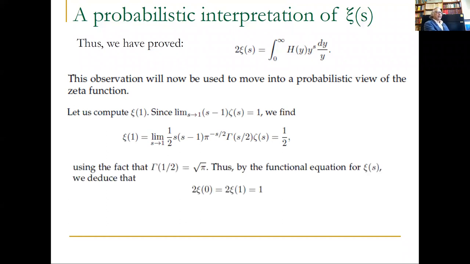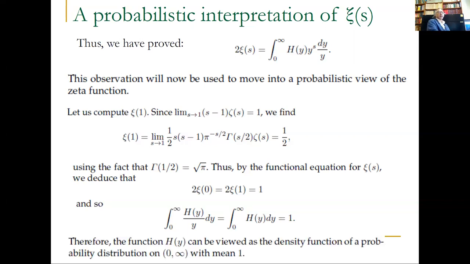You find that it's equal to a half, and that explains the 2. 2 times ξ(0) is the same as 2 times ξ(1) is equal to 1. In other words, we have the integral 0 to infinity h of y over y dy is equal to the integral 0 to infinity h of y dy, and it's equal to 1. In other words, h of y being non-negative and the integral being equal to 1 allows you to interpret h of y as a probability density function. This is an amazing idea. As I said, it's all due to Pólya.